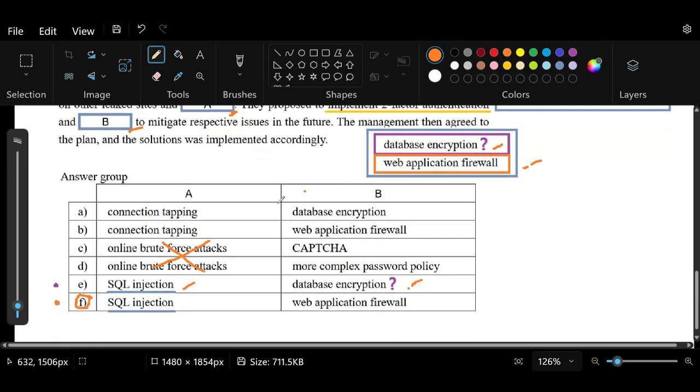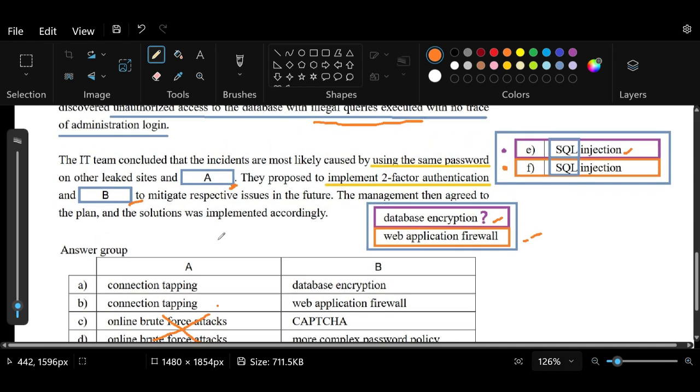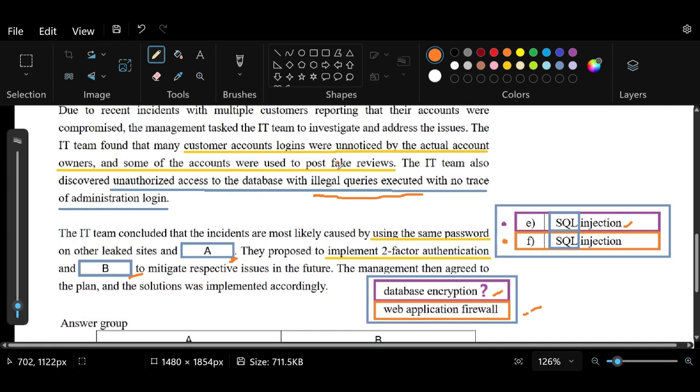Now the other option is to go with connection tapping, and I thought that it's also possible to tap the connection, and from there we could get hold of the passwords and access the database. But it looks like that in this case we are going for the SQL injection, because we already have in particular the keywords like database and queries, and it seemed to me that SQL injection would be the best answer in that sense.